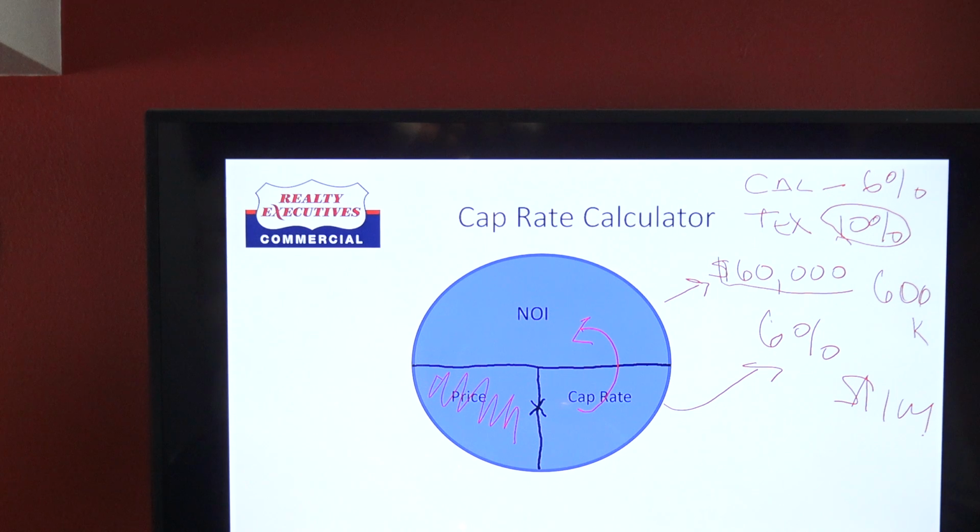So therefore, the higher the cap rate, the lower the price. The lower the cap rate, the higher the price. That's right. Don't let it trip you up.